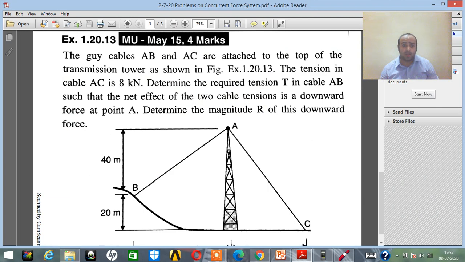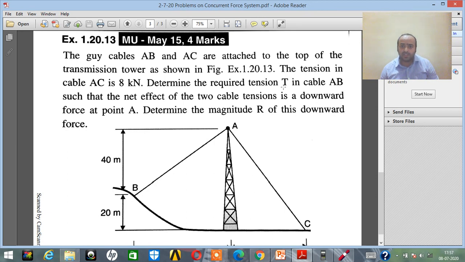It was a university question asked for 4 marks in May 2015. The guy cables AB and AC are attached to the top of the transmission tower as shown in figure. These are the two guy cables. The tension in the cable AC is 8 kilonewton. Here the tension is 8 kilonewton.